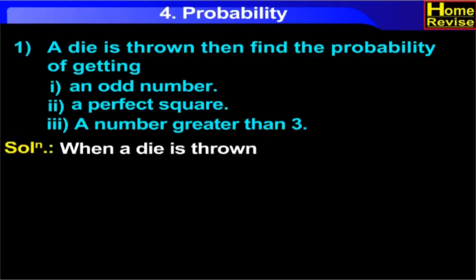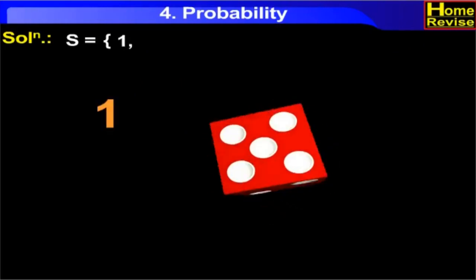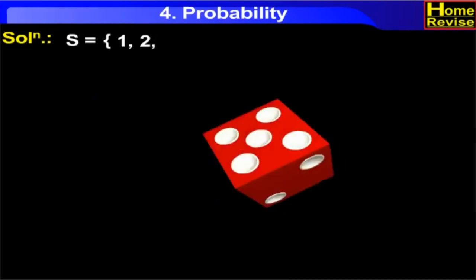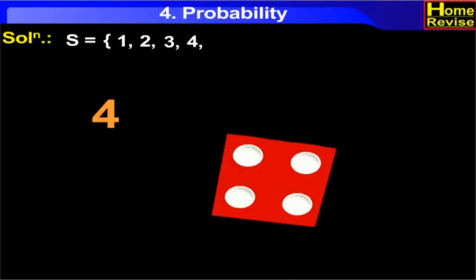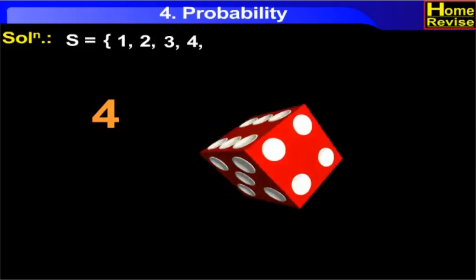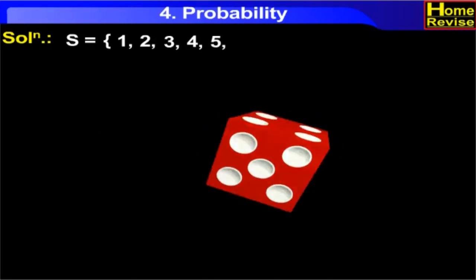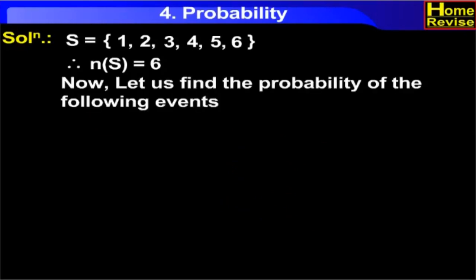When a die is thrown, sample space S is equal to {1, 2, 3, 4, 5, 6}. Therefore, n(S) is equal to 6. Now, let us find the probability of the following events.